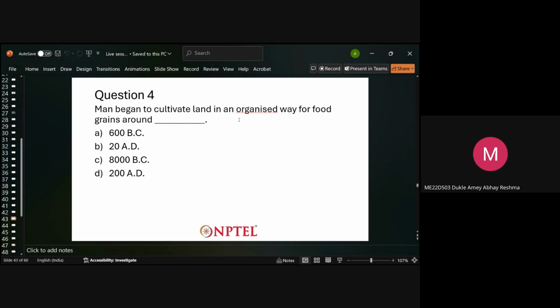So again, we had this question earlier in the previous assignment as well, but since that was given last year, we'll just maintain the flow. Man began cultivating land in an organized way for food grains around. So basically, the answer, as we did earlier, is around 8,000 BC.